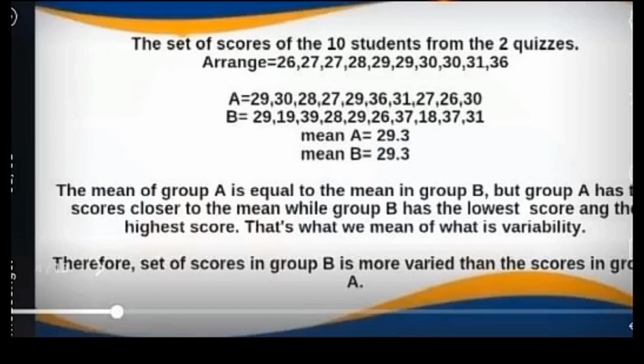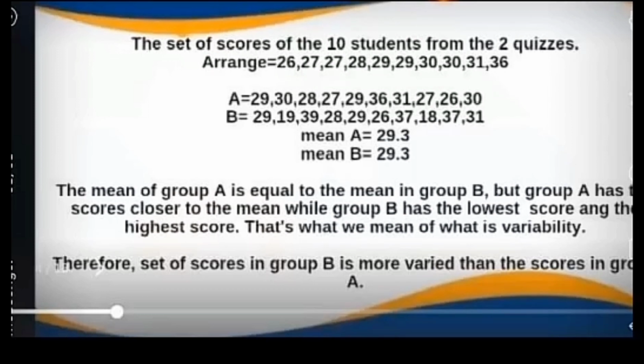So what does this mean? The mean of group A is equal to the mean of group B. But group A has scores closer to the mean, while group B has the lowest score and the highest score. That is what we mean by variability. Therefore, the set of scores in group B is more varied than the scores in group A. Or we can say that the set of scores in group A is less varied than in group B.